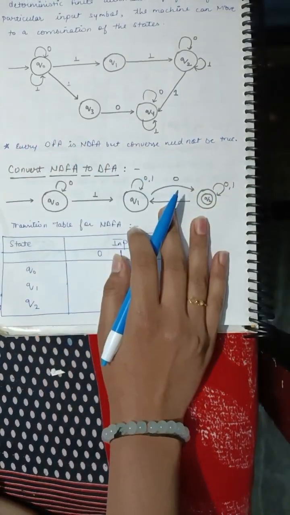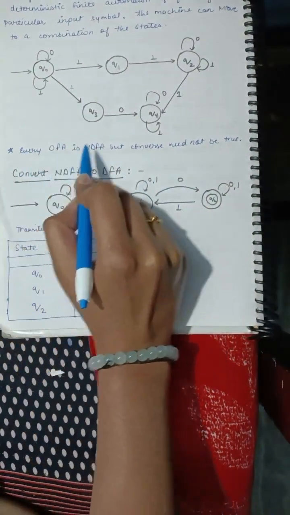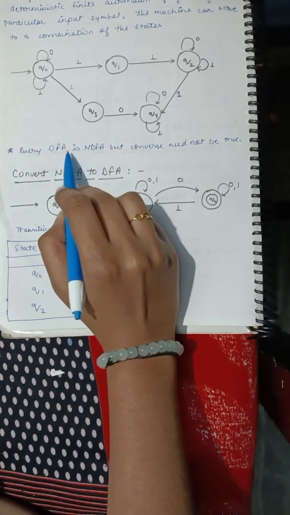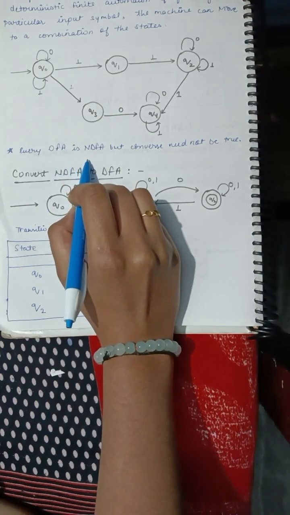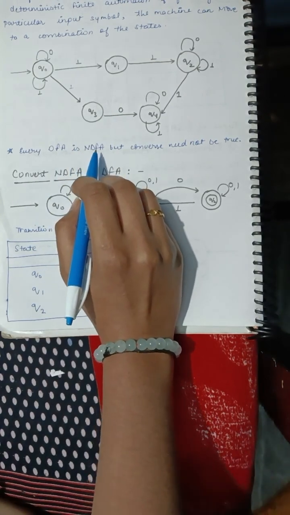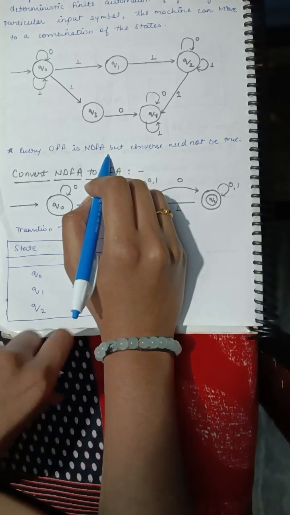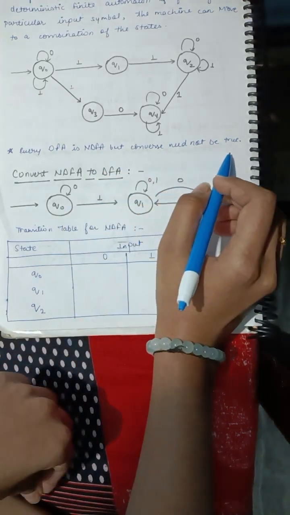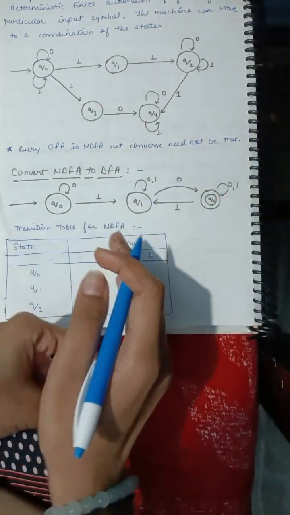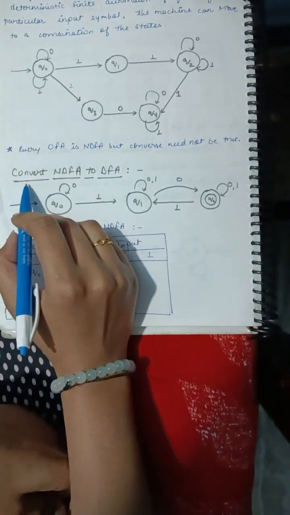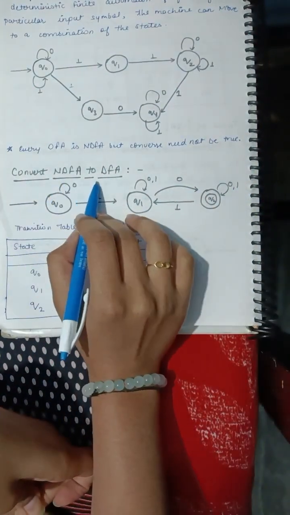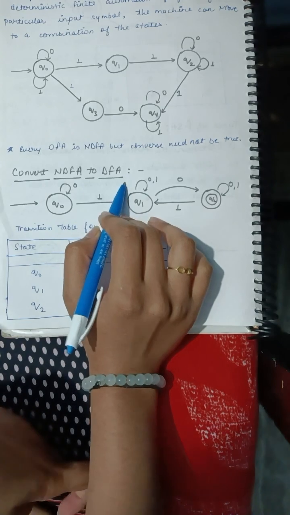So here it is, the note that every DFA is an NDFA, meaning every deterministic finite state automata is a non-deterministic finite state automata, but the converse need not be true. But the reverse is not necessarily true. Then comes converting NDFA to DFA, which is the important topic.